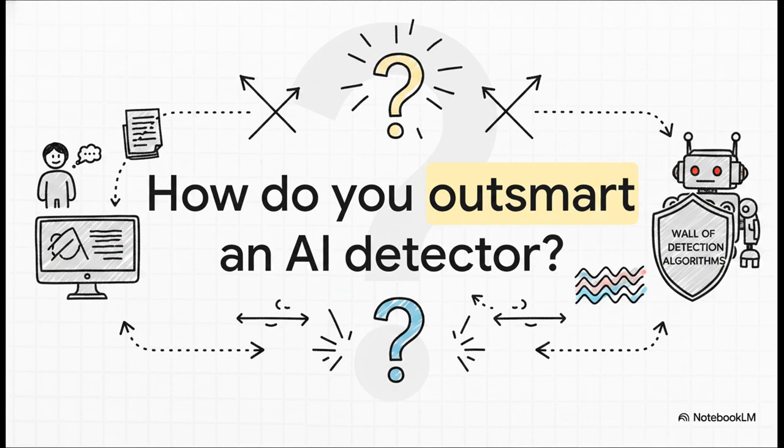On one hand, you've got millions of people using AI to churn out drafts for essays, reports, emails, you name it. But on the other side, a constantly evolving wall of detection algorithms desperately trying to catch them in the act. So who's going to win this thing? Well, today we're going to look at a fascinating project that might just have the answer.